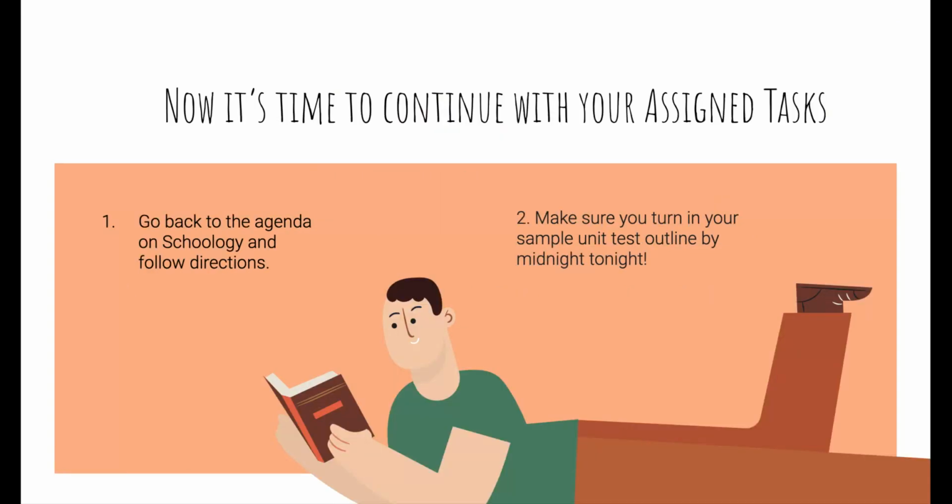Okay, so that's it for our expectations here and our general procedures for the day. Now it's time to continue with your assigned tasks. So you're going to go back to the agenda on Schoology in those folders, and you're going to follow the directions for the day. Go in order for what we're doing for every single day. You're going to see that you have a sample unit test due, and that is going to be due by midnight tonight. So I'm going to give you a little bit more time than after class in order to do that. So please make sure that you get that turned in, so that way next class we can talk about that a little bit more.